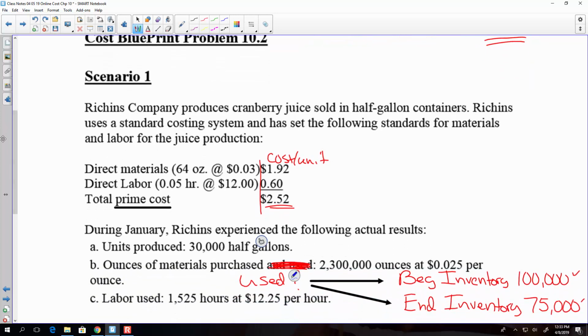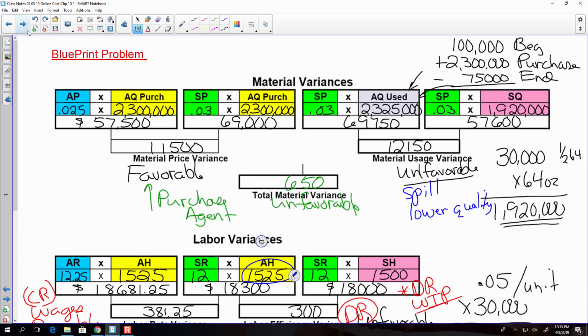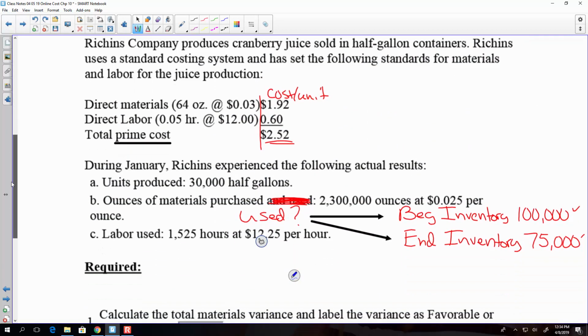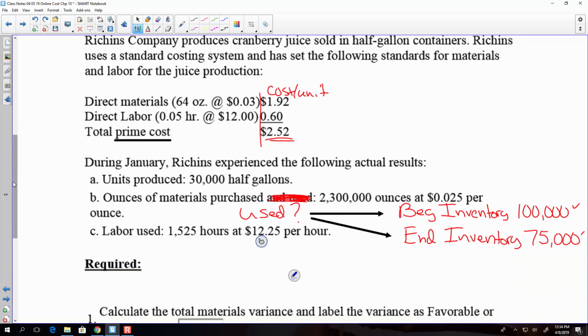Now, the next problem is problem 2. Here I actually am doing a form, an actual template, which I have shown here. It's already filled out. I just wanted to make it a little shorter video and just kind of point out some things. So let's take a look at the standard cost card here. And it notices that we're making a gallon of something, 64 ounces in a gallon. So we should use 64 ounces at a cost of 0.03 per ounce.